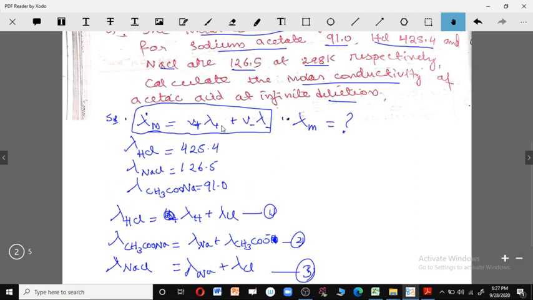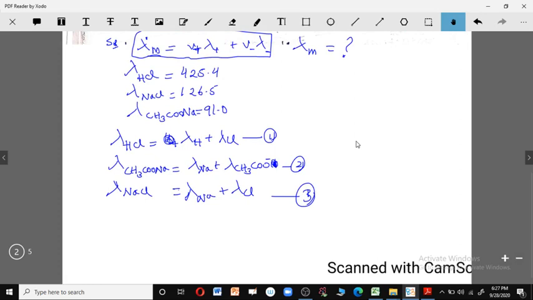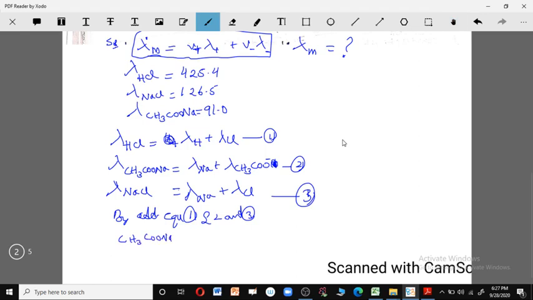So what is the question? You have acetic acid, and you are going to calculate its molar conductivity. From equations 1, 2, and 3, equation 2 is CH3COONa, plus equation number 1, which is HCl, minus sodium chloride. Let me change the color of the pen.